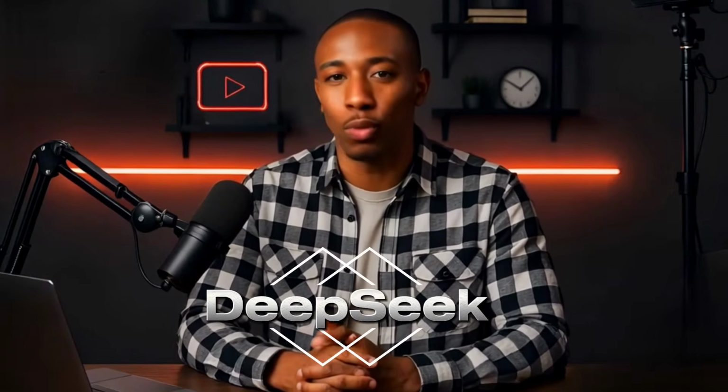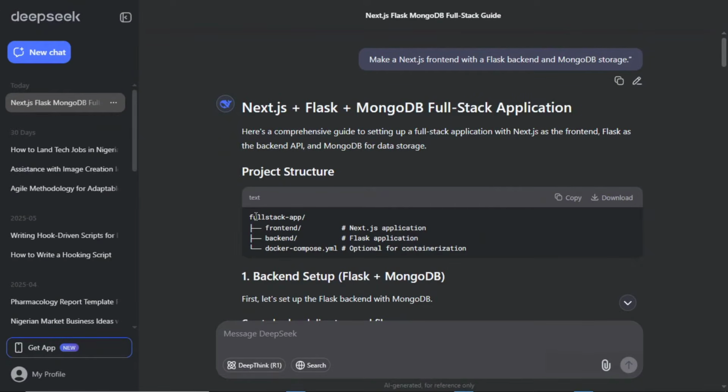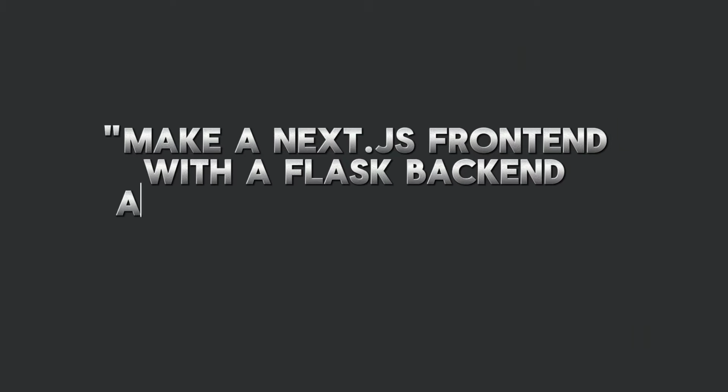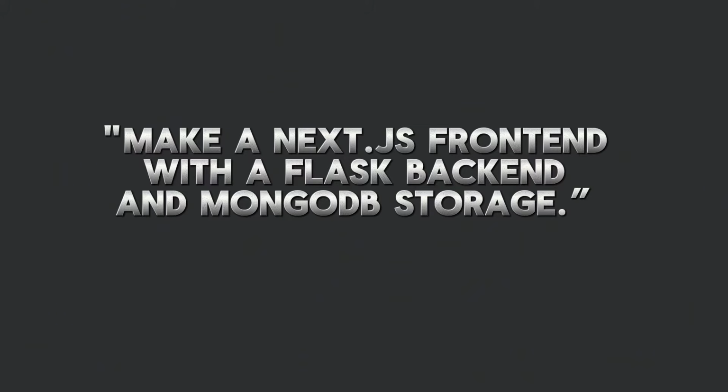But what if you want something that builds both front-end and back-end from a single prompt? 3. DeepSeek, the free full-stack autocoder. Imagine saying, build me a full-stack app, and it just does. DeepSeek is trained to build actual apps from scratch and explain the steps. Try TypeScript plus React, Python plus FastAPI, REST APIs with CRUD. Example: make a Next.js frontend with a Flask backend and MongoDB storage. It generates it clean and readable.